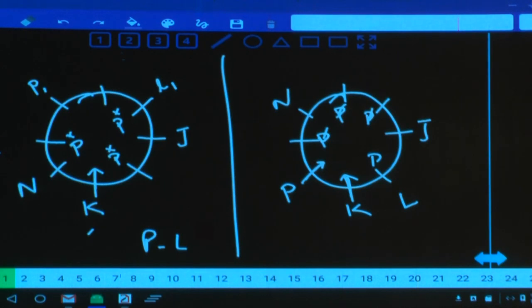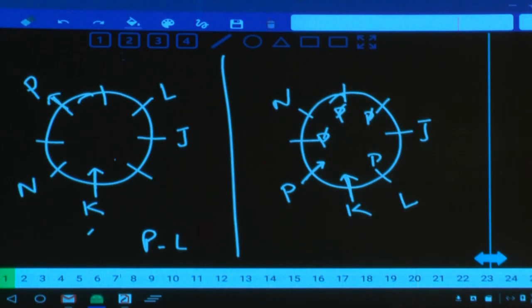Hence, where should this P be? P must be here only. Now as P is at this place, then L sits second to the right of P. Hence, L will be at this place. As L is at this place, then what is the direction of this P? P must be away from the center. Clear now? In the first case, P is away from the center, and in the second case, P is towards the center. Then, P is neither an immediate neighbor of N nor J.